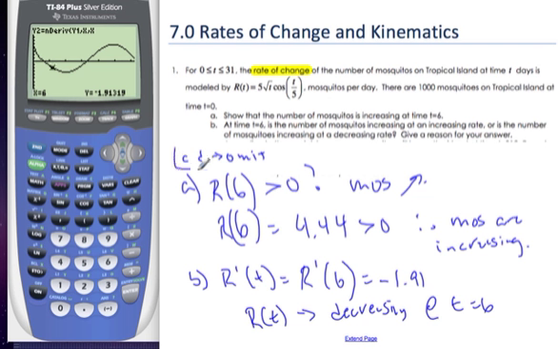In your packet you have C and D. Omit those because it deals with integration. You'll be able to do those in a few months.